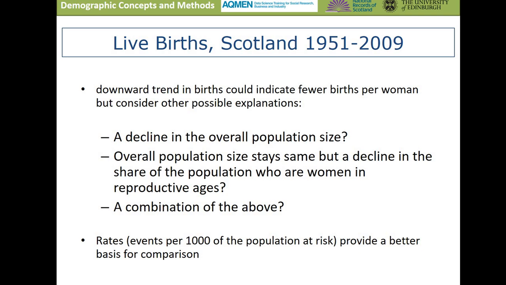So we could be seeing just a decline in the overall population size, and as a result, we're seeing fewer births. Or the overall population size might be staying the same, but we could be seeing a change in the age structure of that population, so a decline in the share of the population who are women in the reproductive ages, or a combination of both of these factors. But the key thing is it might not be changes in terms of births per woman that's driving this decline in fertility. It could be something to do with population size. And rates provide one way of getting around this issue.